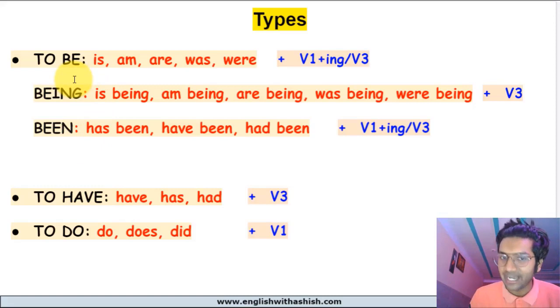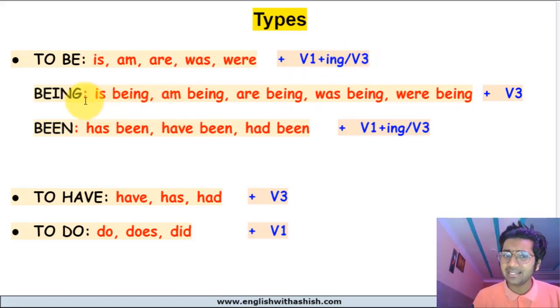In the to be form, we have three types, right? To be, the base form, the present participle of to be, being, and the past participle of to be, been. Okay, so in to be we have is, am, are, was, were, right? These work as a helping verb, right? And when they work as a helping verb, they're followed by either the present participle, an ing form of a verb, or a past participle, a third form of a verb. When they function as a helping verb, they're followed by either of these two actions, right? The present participle, ing form of a verb, or a past participle.